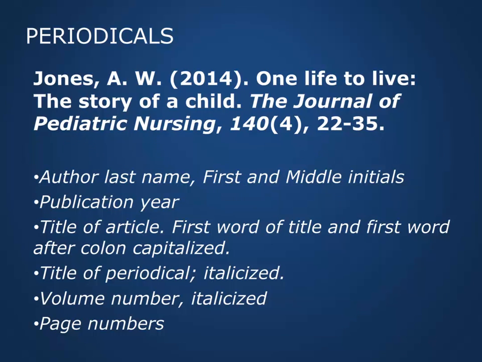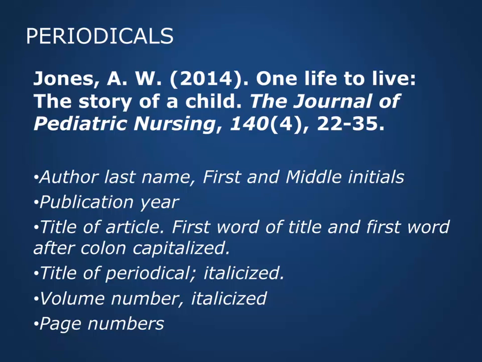Here is an example of a citation of an article from a periodical. Note some of the features of the elements in the citation. First, the first element is the author's name. The surname is first, followed by a comma, and then the first and middle initials, and those are separated by a space after the period. Next is the publication year, which is 2014. The publication year is enclosed in parentheses.